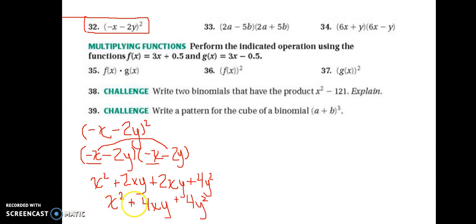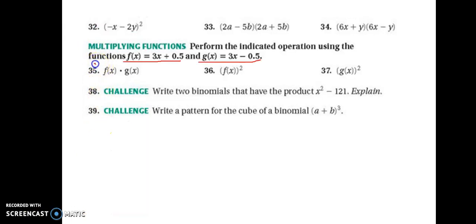So we would have x squared plus 4xy plus 4y squared. And that would be what's called the expanded form from the original factored form. Yay. So now let's look at number 35. In number 35, they're asking us to multiply the two functions. It says f of x times g of x.